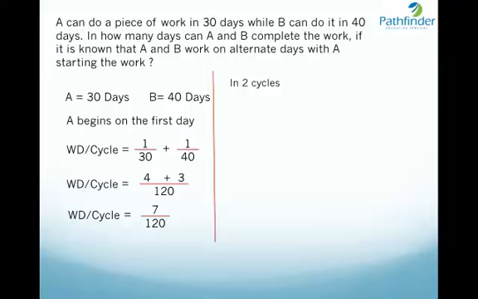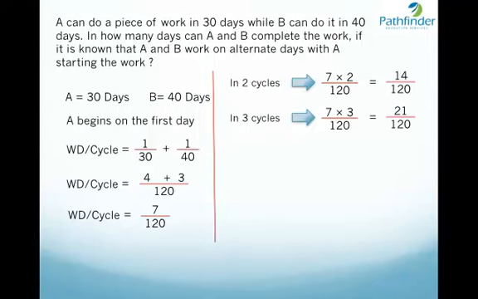So, in two cycles, the amount of work performed will be 7 into 2 divided by 120, that is equal to 14 by 120th fraction of the work. In three cycles, we will have 7 into 3 divided by 120, that is equal to 21 by 120th of the work, and so on till the 17th cycle.